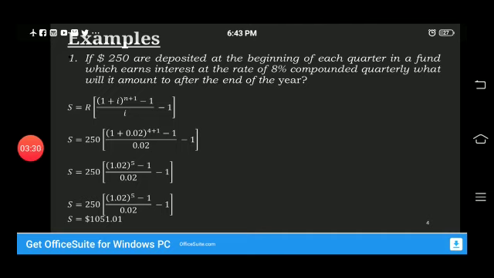So he is talking about 1 year, and we know that in 1 year there are 4 quarters. So he made 4 installments. That is, (1.02 raised to power 4 plus 1, minus 1) divided by 0.02, minus 1. By simplifying it, we get the answer, that is S equals $1,051.01.